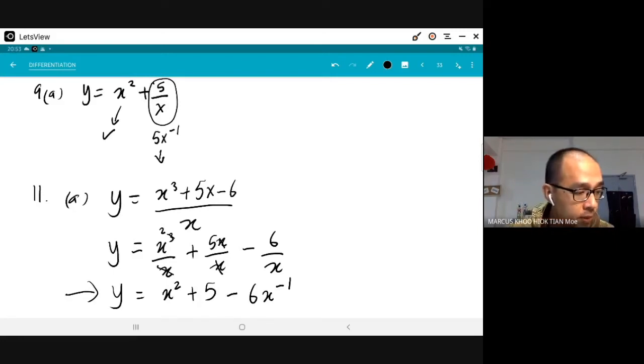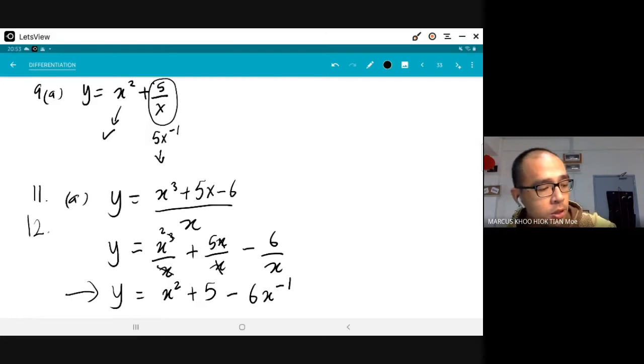So 11A and 12A work around the same principle. Split everything, simplify and cancel, then you differentiate. Same thing, please try all the A questions first, everybody, just the A questions first, from number 1 to number 12.